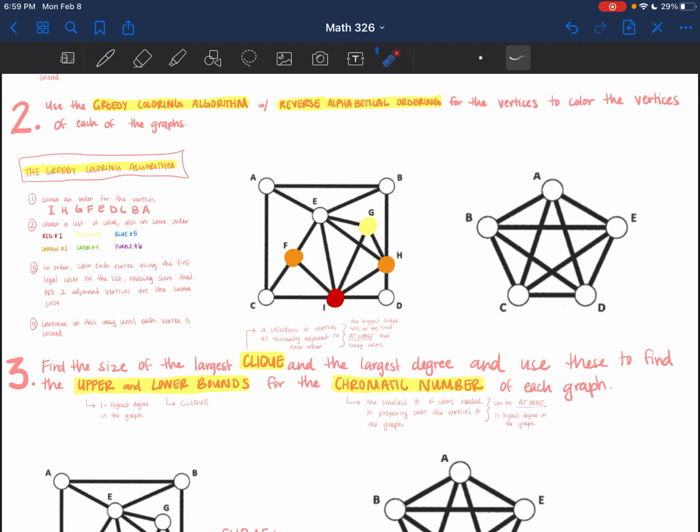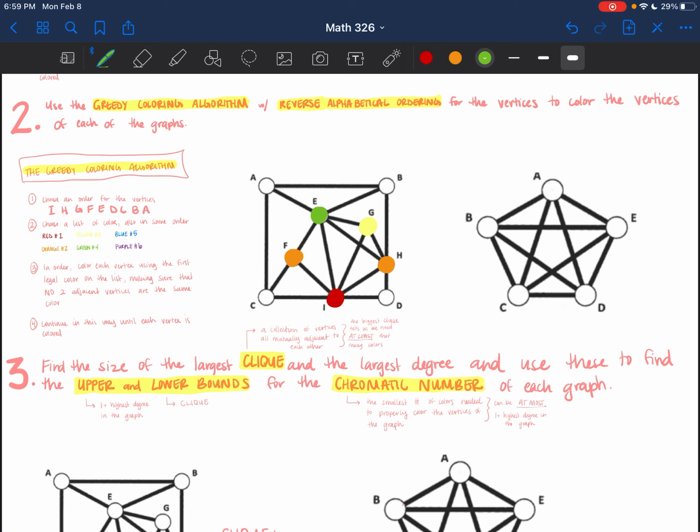After F, we go to vertex E, and E is touching a bunch of things, B, A, F, I, H, and G, but we don't need to worry about A and B because they aren't colored in. But if we look, it's touching G, which is yellow, H, which is orange, and I, which is red. So that means red, orange, and yellow are all not legal. So we have to add our fourth color, green, to our graph.